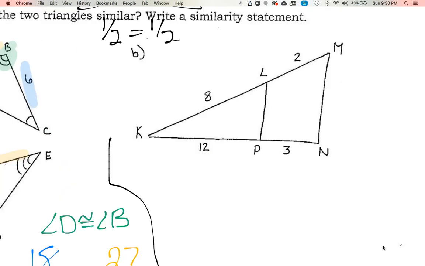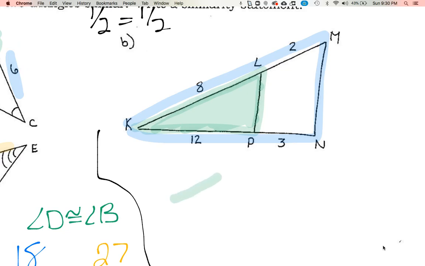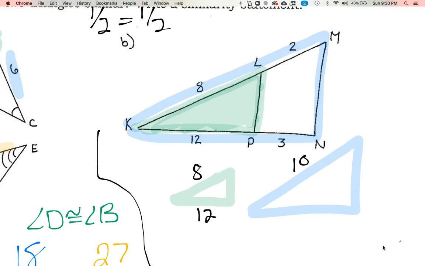All right, make sure you can see the 2 triangles here. We have the smaller triangle, and we have the bigger blue triangle. It helps to separate that. So they're telling us 8, 12, 10, because 8 plus 2, 12 plus 3 is 15. I don't have the third side, so I can't do side, side, side.